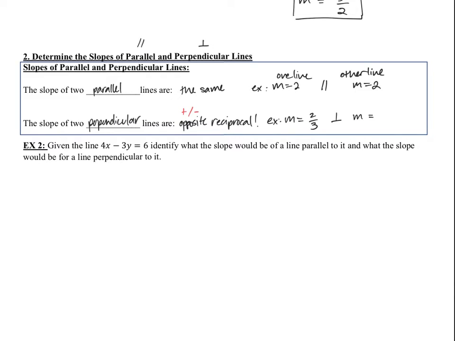Let me do that in red. Negative. And then what does reciprocal mean? Well, that means the flip. So I would go ahead and flip this, which means it would be 2 over 3 instead. Sorry, it'd be 3 over 2 instead. So this is the opposite reciprocal of that. And that's what perpendicular lines would be for slope.